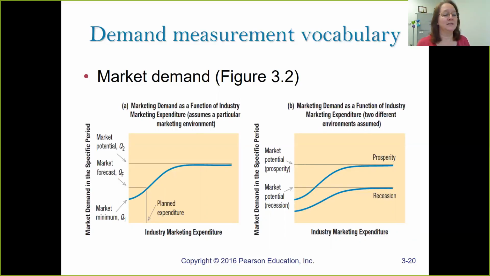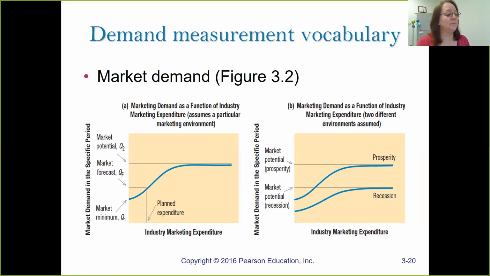So this goes back to economics, but the marketer's first step in evaluating marketing opportunities is to estimate the total demand in a market. And the market demand for a product is the total volume that a defined consumer group in a defined geographic area over a specific time period would buy. And that means not only from you, but from all of your competitors.